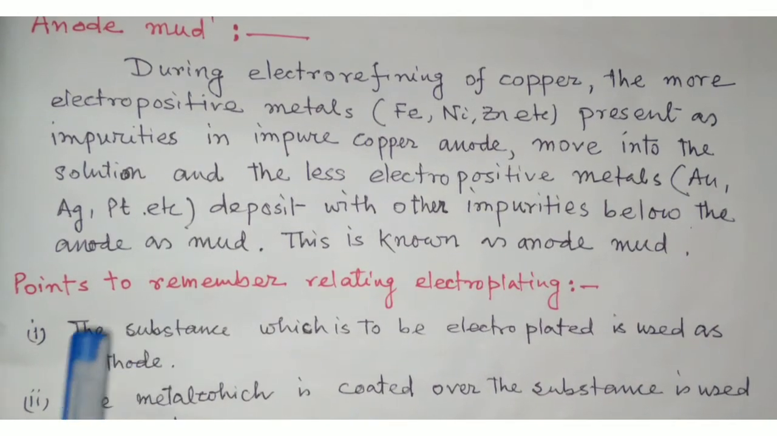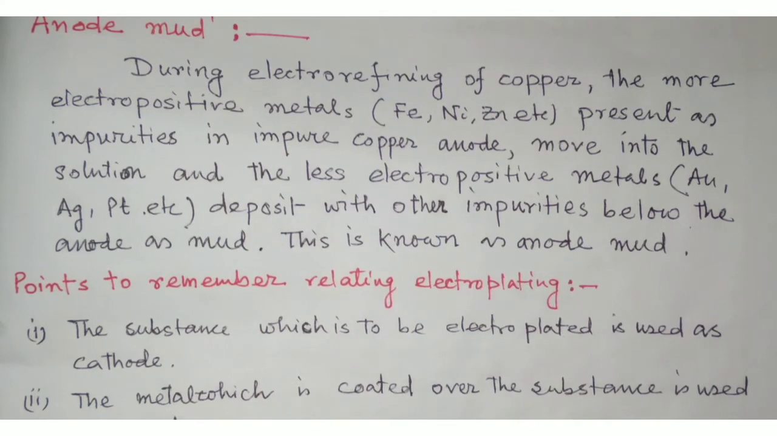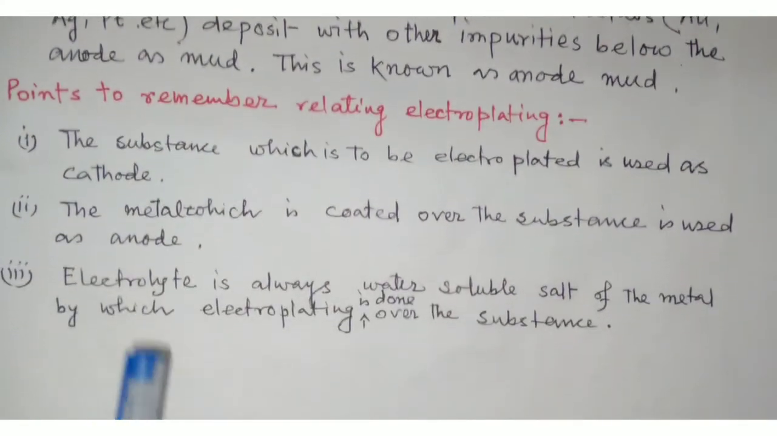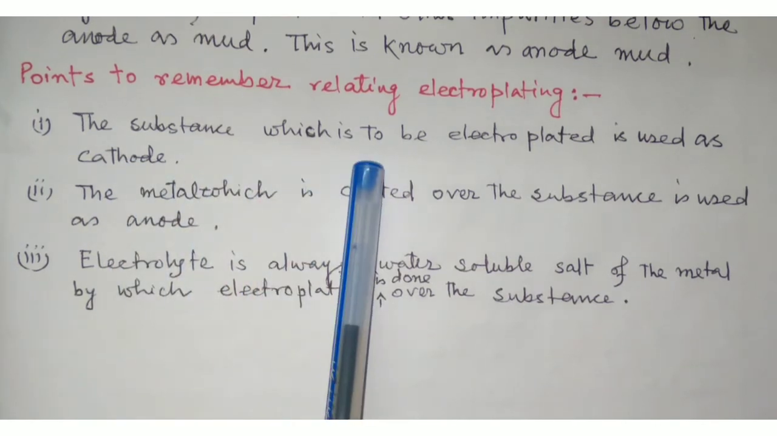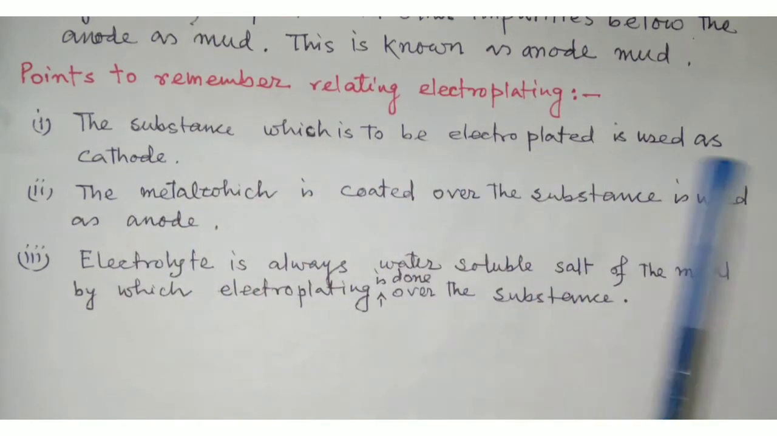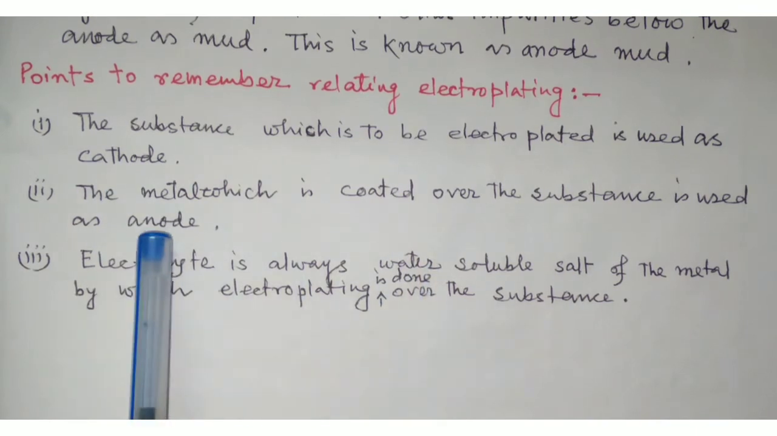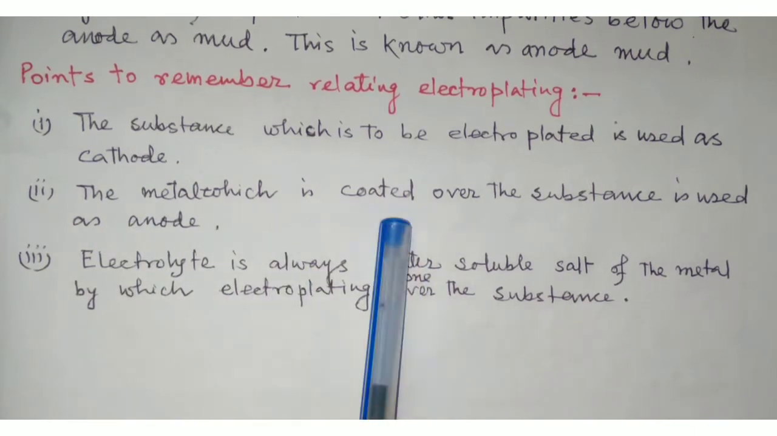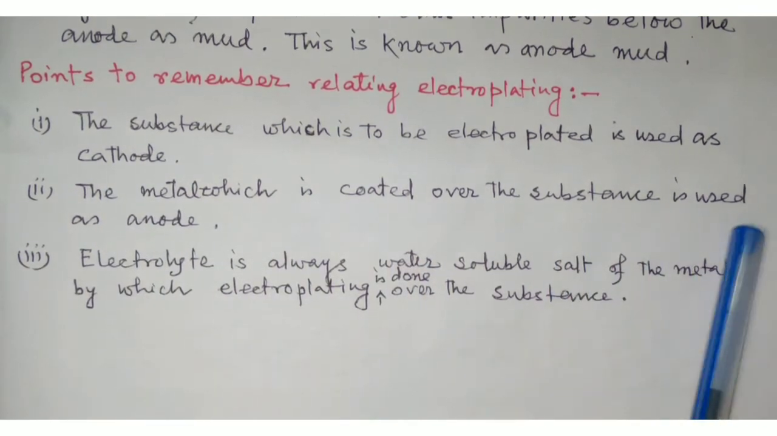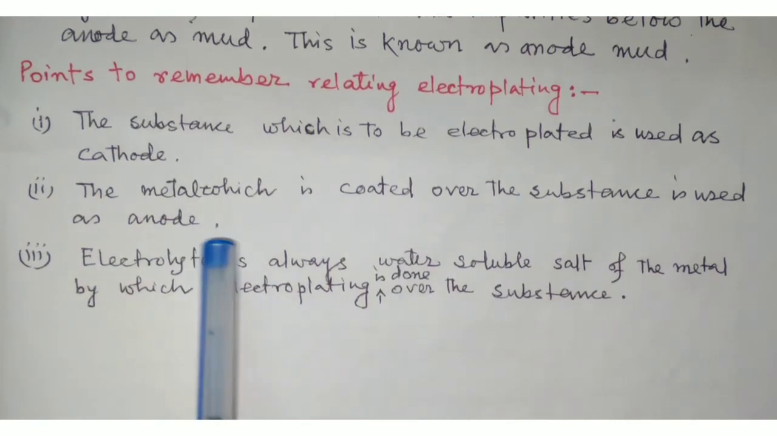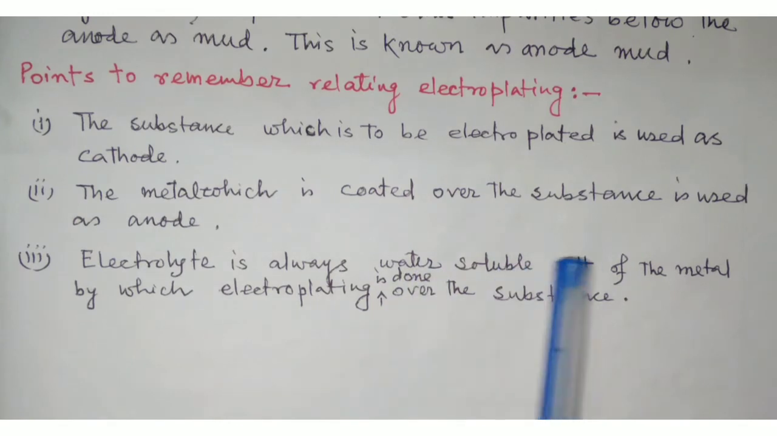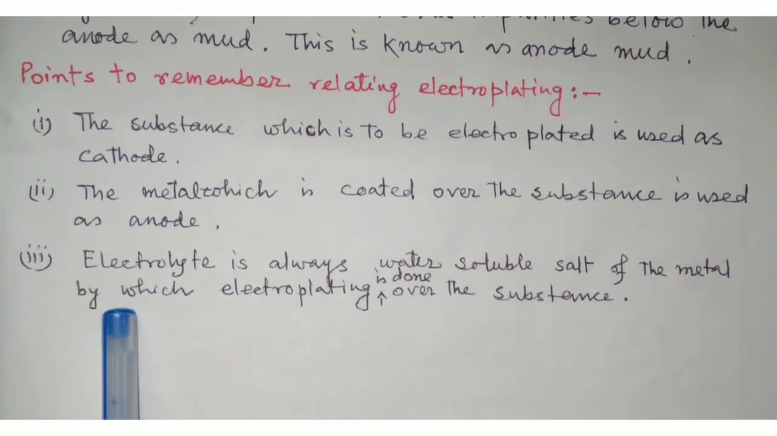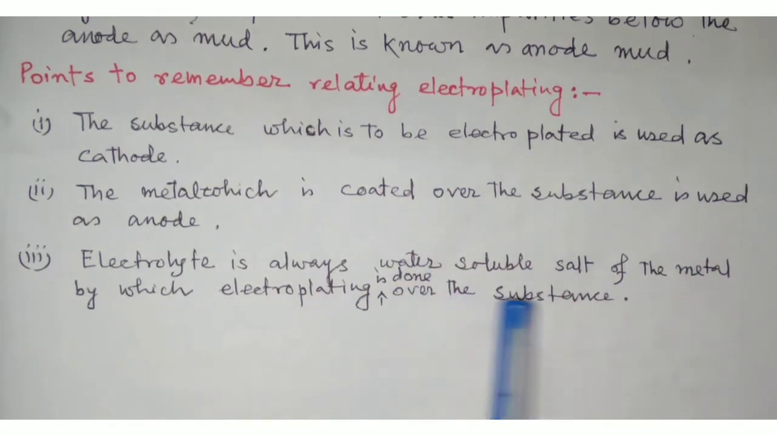Now there are some points to remember relating to electroplating. We discuss three points. The first point is that the substance which is to be electroplated is used as the cathode. The metal which is coated over the substance is used as the anode. And number three, the electrolyte is always a water soluble salt of the metal by which electroplating is done over the substance.